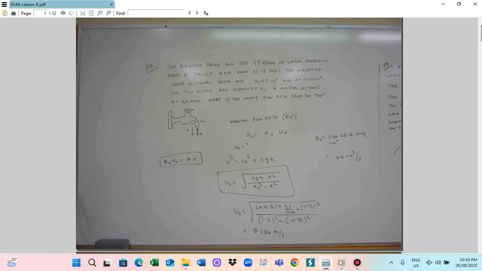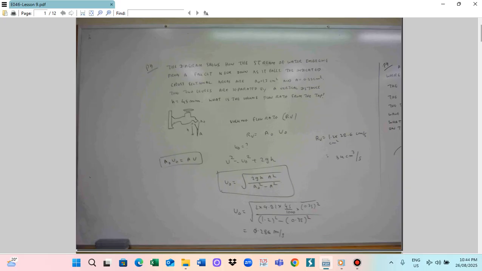V square is equal to V0 square plus 2gh. From this equation we can calculate V0. V0 is the square root of 2gh A square divided by A0 square minus A square. So the velocity V0 can be calculated by this formula. In this case, A0 times V0 is equal to A times V.